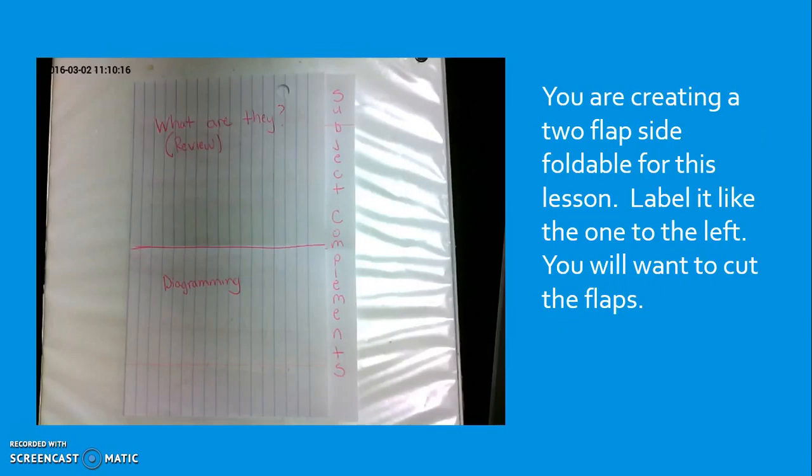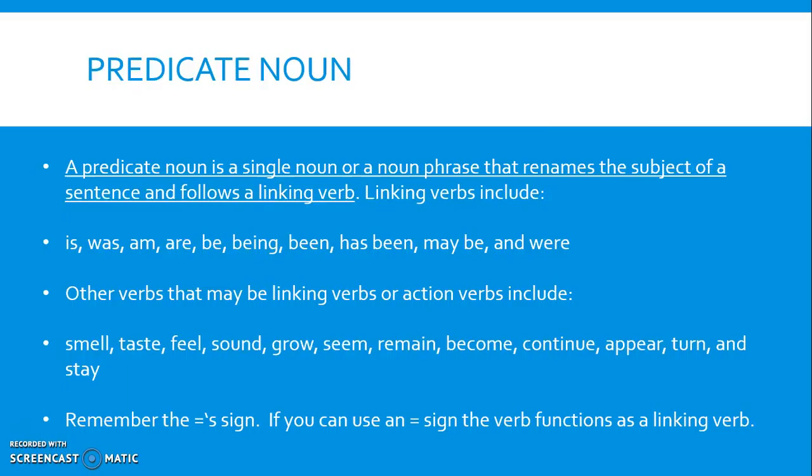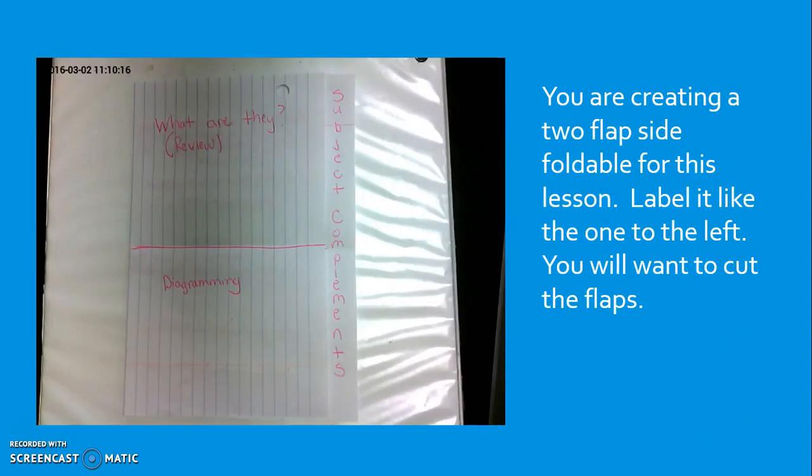All right, so you are making a two-flap foldable. It's a sideways foldable hamburger fold. Label it like this one. The top should be what are they, because it's been a while. The bottom should be diagramming them. And you should have the word subject complement written along the side. I did not cut mine apart, as you can see, but you should probably cut yours apart. And as you can see, the top flap is what are they, so you're going to be using that flap. So pause this, look at that, or get that done, and then hit play.